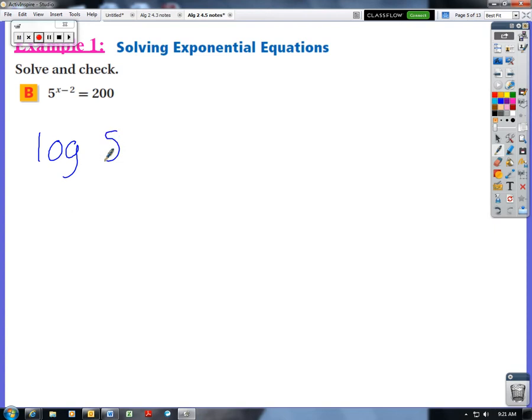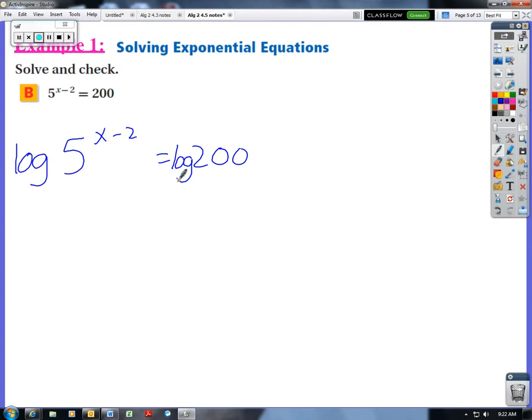Probably should rewrite that. Here, I'm going to rewrite the equation. Sorry, guys. Let's just erase and start over. Okay, so let's rewrite it. 5 to the x minus 2 equals 200. And then I'm going to take the log of both sides, because what you do to one side, you have to do to the other side. And then on the left-hand side, I can use the power property. I can take the x minus 2 out front, times the log of 5 equals the log of 200.